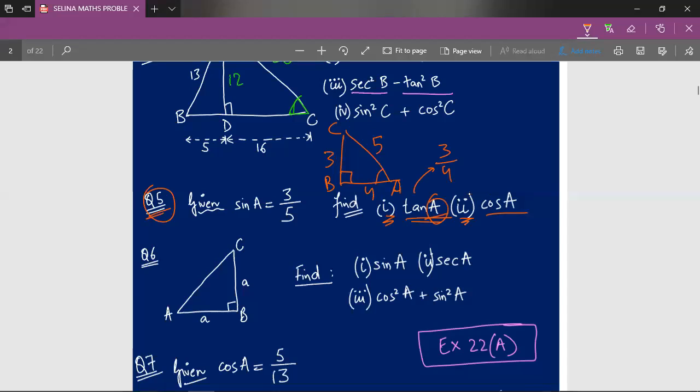Cos A basically means base upon hypotenuse. So accordingly we find a value. So base is 4, hypotenuse is 5, so our final value will be 4 upon 5. Easy, isn't it? So it's that simple.